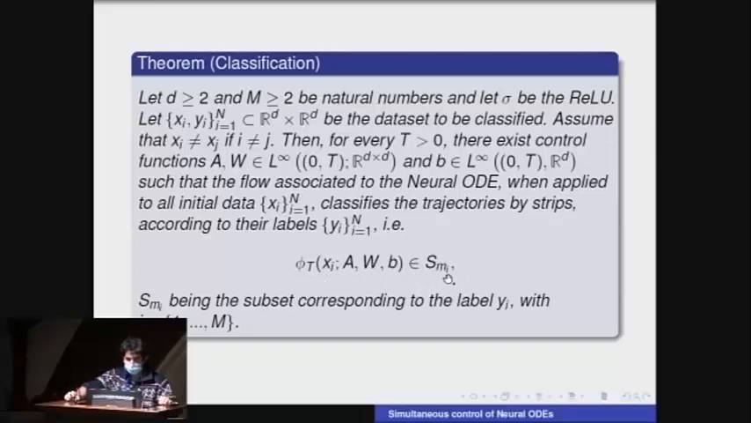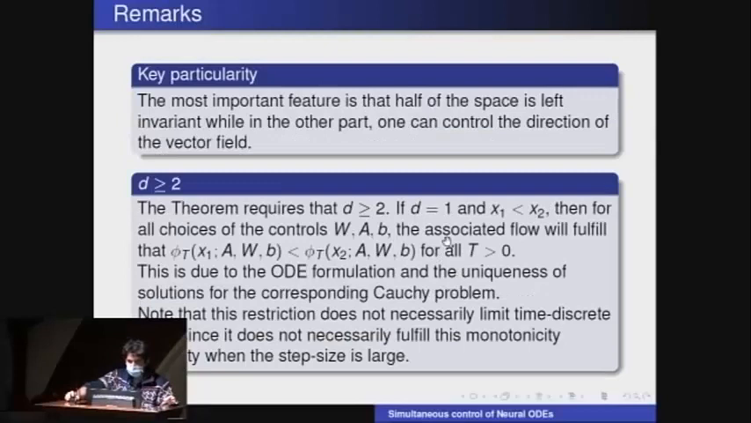Okay, so some key particularities. One is that the activation function is zero or one in a half space, and this allowed us to almost move the points individually. The other remark is that we need dimension bigger than one, but this is very particular to the ODE setting, because if we have two ordered points in dimension one, for any choice of controls the order is preserved. This is by the uniqueness of the ODE: since the ReLU and all the nonlinearities are Lipschitz, we have uniqueness, and this cannot be avoided. However, in discretizations, ResNets might be able to do this in dimension one, since they don't have this constraint.